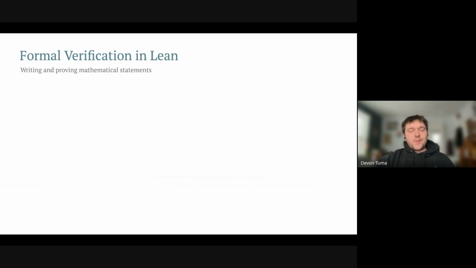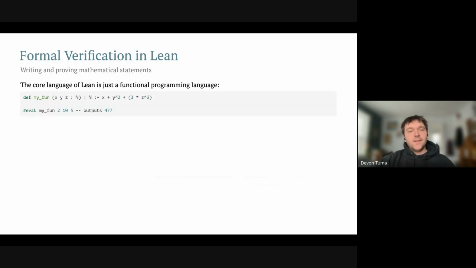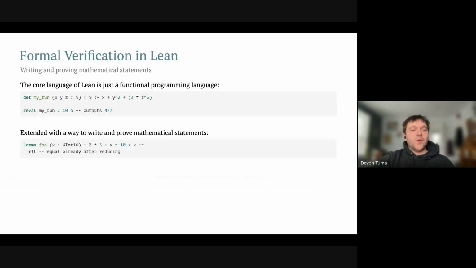I'm guessing probably most people on the call know some Lean already, but I'll have a slide on some formal verification stuff in Lean. At the core, the language of Lean is just functional programming, like OCaml or Haskell. Basically every proof assistant has this. You can define functions and do regular computational things, but you also have the ability to write proofs and mathematical propositions. So here, this is a proof that 2 times (5 plus x) is 10 plus x... and this is just true by definition. It's reflexively true.